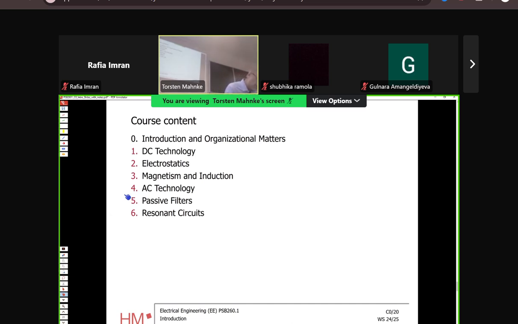In the chapter about AC technology, alternating current technology, as opposed to DC technology, direct current technology, you will find out that many things that you have learned in chapter 1 can be reused for AC technology. But there's a little bit more that you need. One of the new things is complex numbers. Have you heard of them? Who knows about complex numbers already?